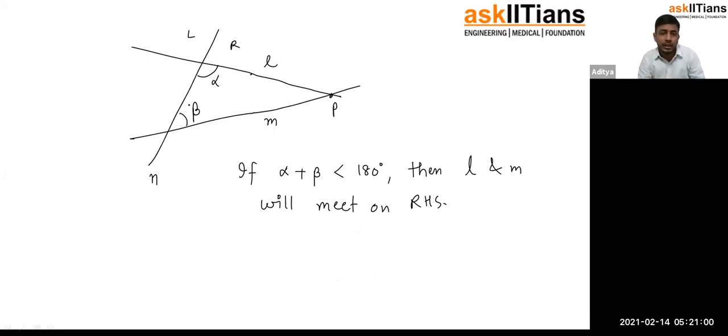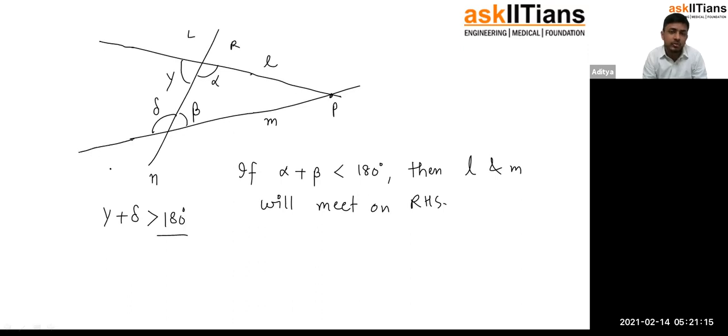Okay, here of course, if this is gamma and this is delta, then it is obvious that gamma plus delta would be greater than 180 degrees. Since this sum is greater than 180 degrees, the lines will not meet on this side. These lines L and M will not meet on this side. So this is what Euclid's fifth postulate tells us. Okay, so this is a very important postulate, and this is something that we should also remember.